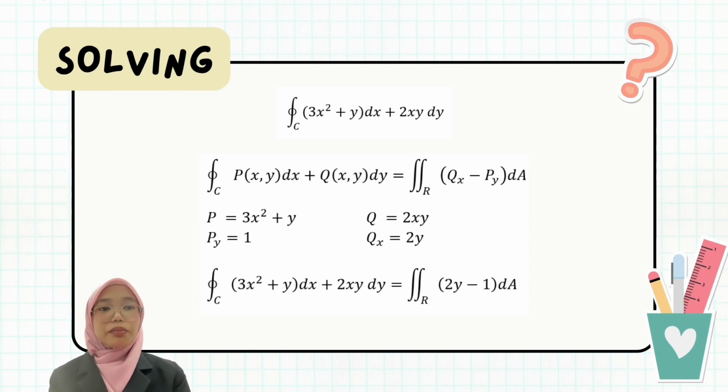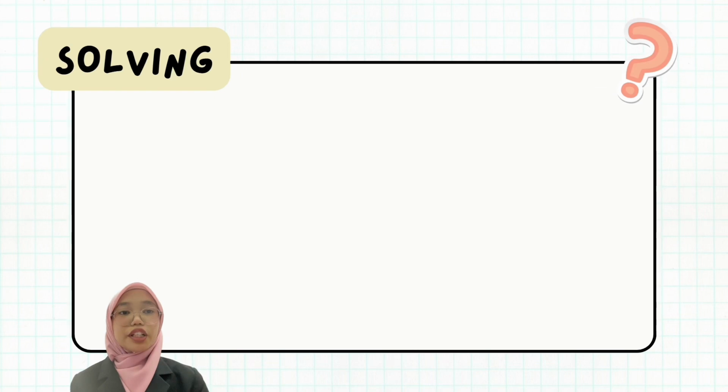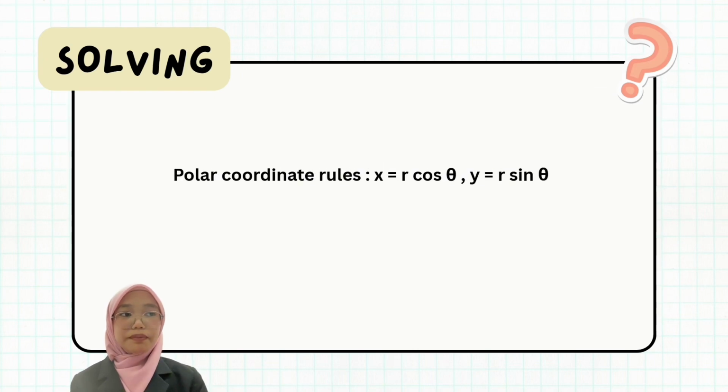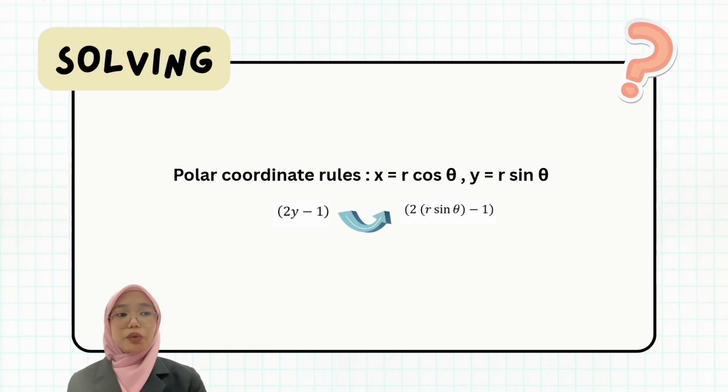After that, we must calculate Qx minus Py. So we got 2y minus 1. We must use the polar coordinate rules to solve this problem. So set y equal to r sin theta in the expression 2y minus 1. We got 2 in brackets r sin theta, minus 1.